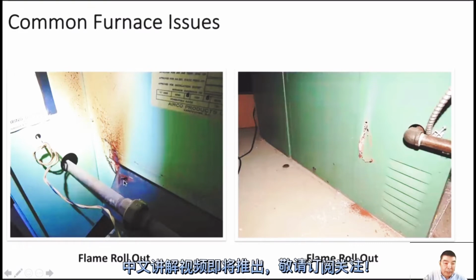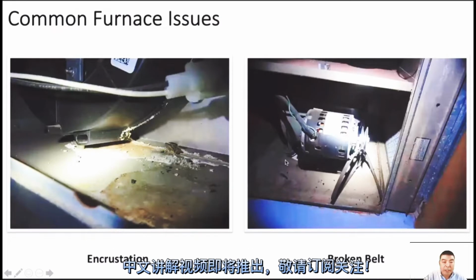This is very serious. You see this cover is just rusted through. This one is inside the furnace, and this one you see is outside the furnace. We can see this furnace should be a low boy. Sometimes the flame roll out not only damages the inside of the furnace, you see it damages here too. So if we see rust through like this, that should be flame roll out. Flame roll out is very serious, because it means carbon monoxide may come out.